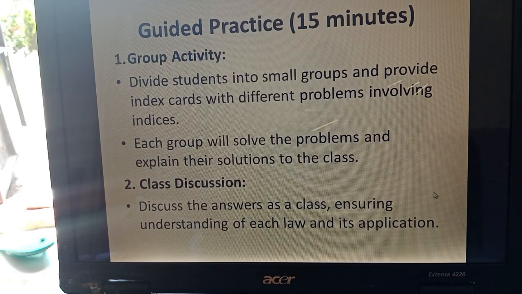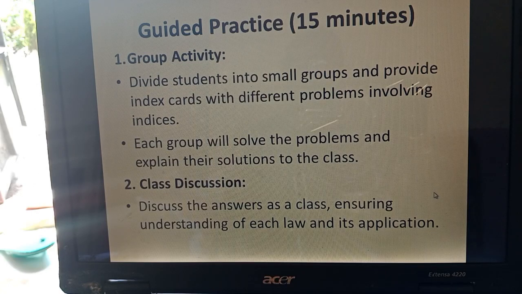So after you highlight that, you go to the guided practice, where you have group activity. In the group activity, you divide the students into small groups and provide index cards with different problems involving indices. Index cards are cards or manila papers where you have written the problems of indices, and then the students are given to solve. So each group will solve the problems and explain their solutions to the class.